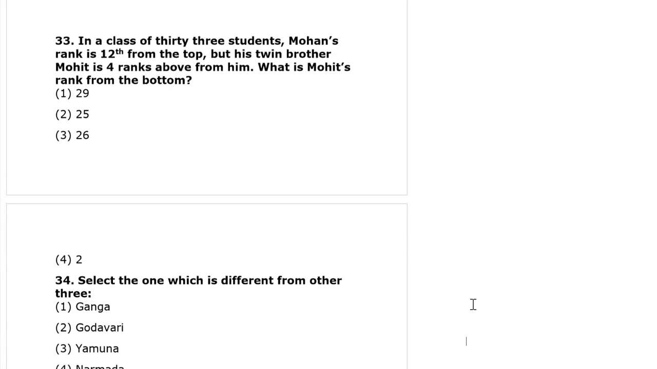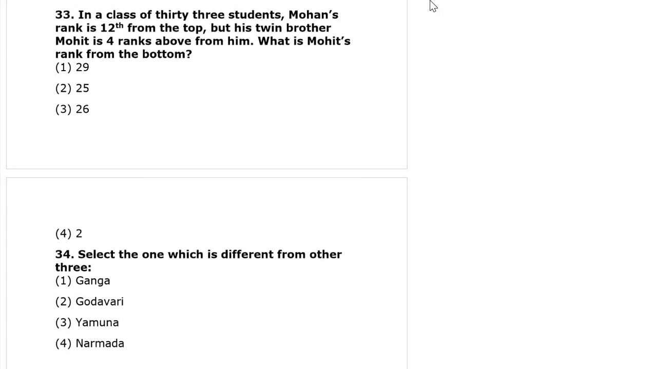In a class of 33 students, Mohan is in the rank of 12th from the top. This is the class. Twin brother 4 rank above from him. Okay. In a class of 33 students, Mohan rank is 12th from the top. Twin brother 4 rank above from him. Okay. 8th rank. What is the Mohit rank from the bottom?